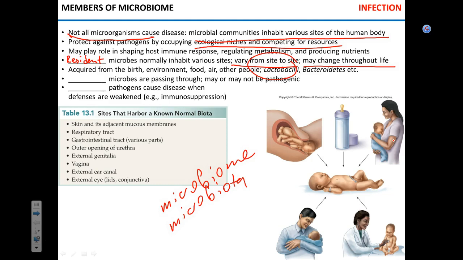When two people move in together, say a boyfriend and a girlfriend, interestingly enough, in a span of several days, the microbiomes are largely shared. People exchange microbes extremely fast.